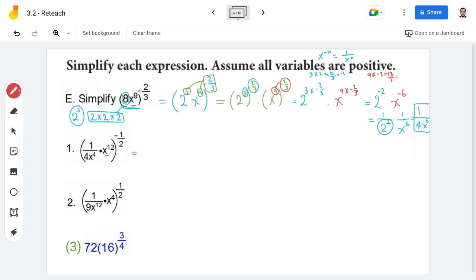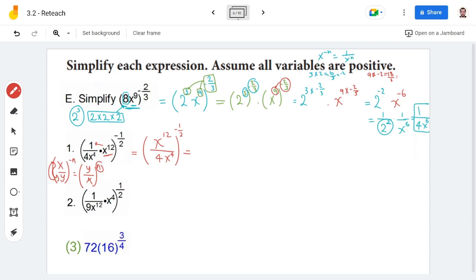Now let's follow this rule and rewrite it here again. As you can see, we have x multiplied by a fraction, so the x goes in the numerator. Now it's x to the power of 12 over 4x to the power of 4, all of that to the power of negative 1 over 2. Do you remember this rule? When we have x to the power of negative n, we can flip x and y and change the power to positive. So now let's flip.